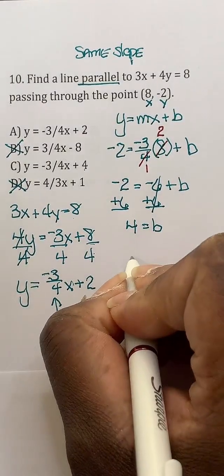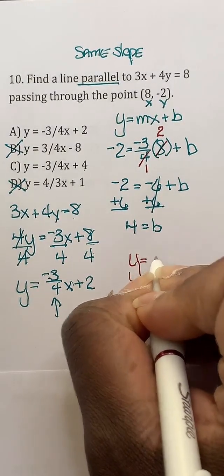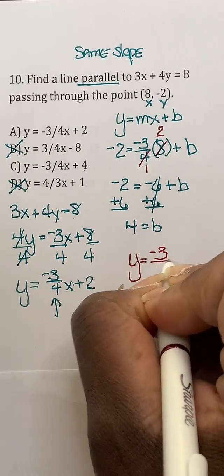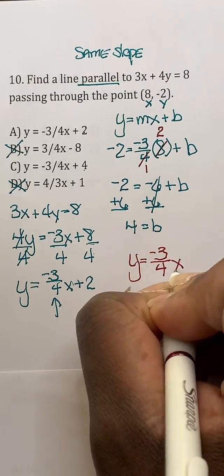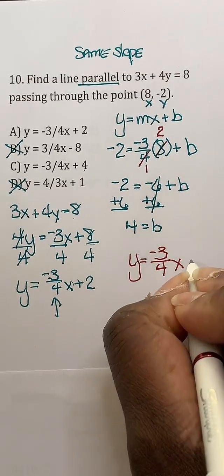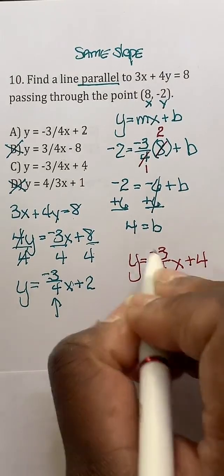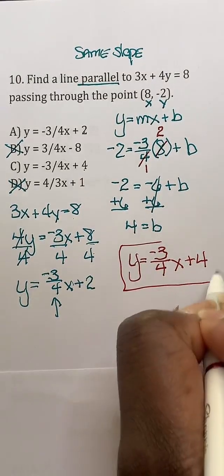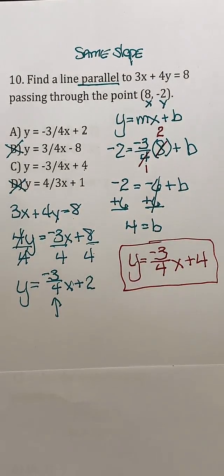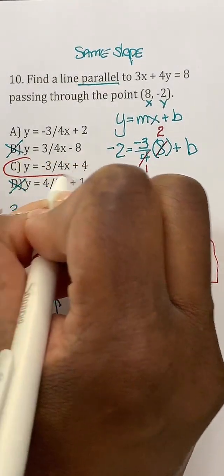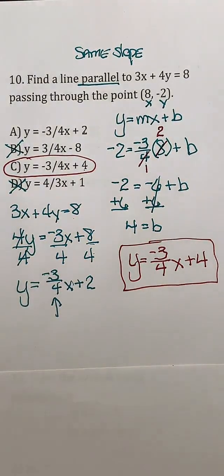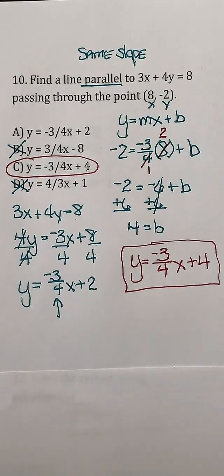Put this over here. We know our slope, which is a -3/4 x. We know our b, which is a +4. So now we have our equation of the line. So the answer is actually going to be C. Okay, all right, so it's going to be C.